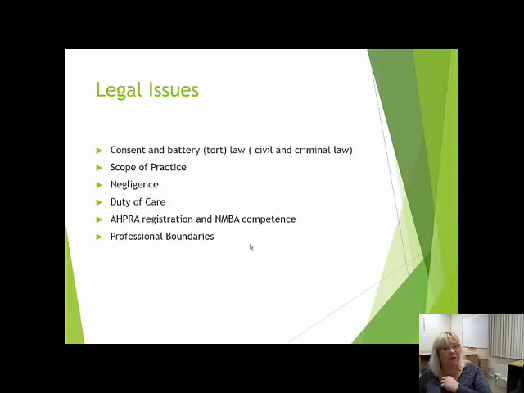And we're bound by our APRA registration and Nursing and Midwifery Board competencies. The other thing that we need to be professionally aware of is our professional boundaries, in terms of not assaulting the client sexually when we're undertaking a sexual health assessment.